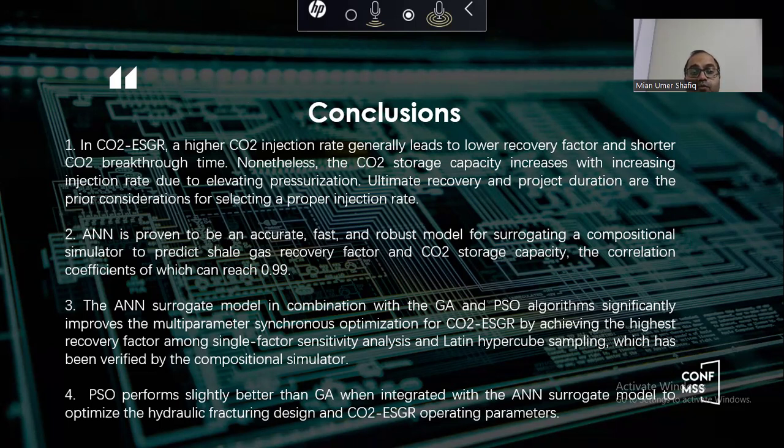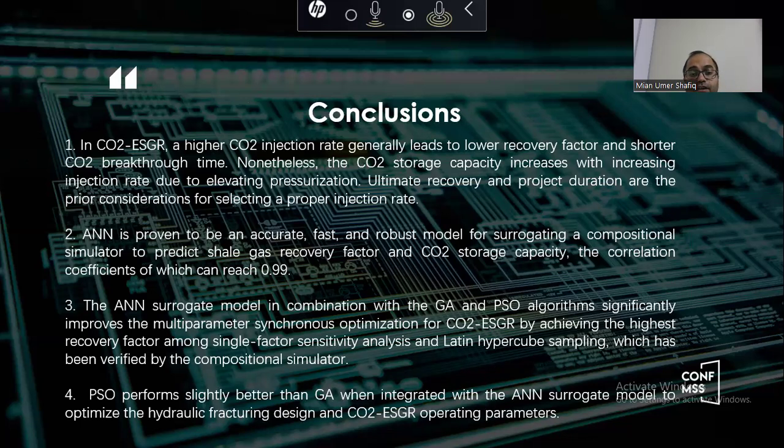ANN is proven to be an accurate, fast, and robust model for surrogating a compositional simulator to predict the shale gas recovery and CO2 storage capacity, the correlation coefficient of which can reach 0.9, showing a very strong relationship.